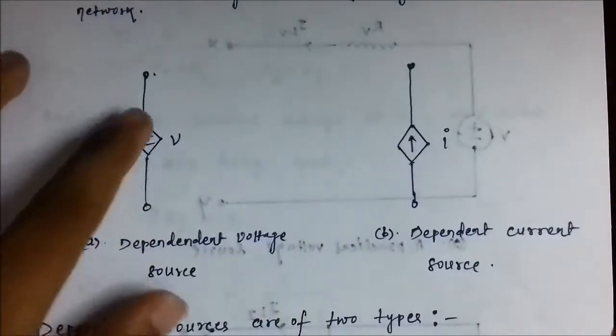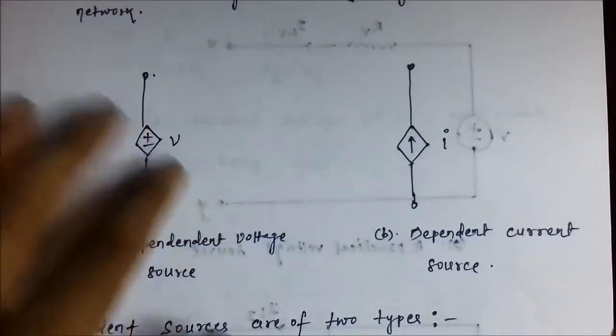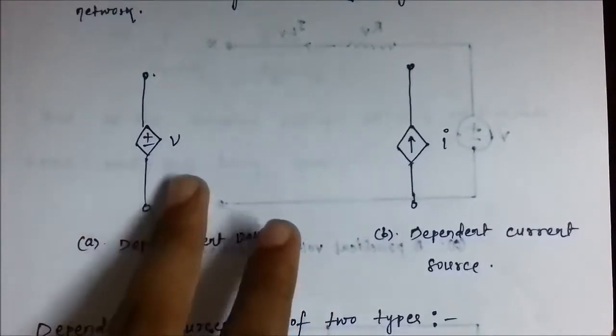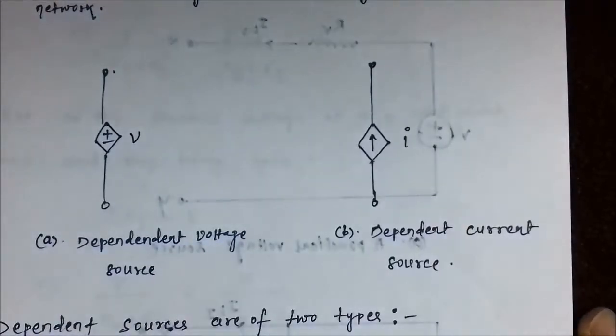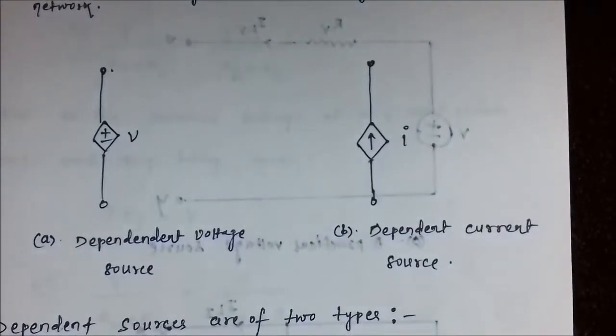So this is the symbol of dependent voltage and current source. It's a diamond shaped box, a symbol inside which there is a positive and negative sign for voltage, and here an arrowhead is kept inside a diamond shaped or rhombus shaped symbol.